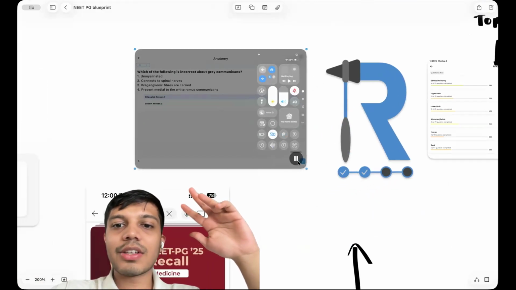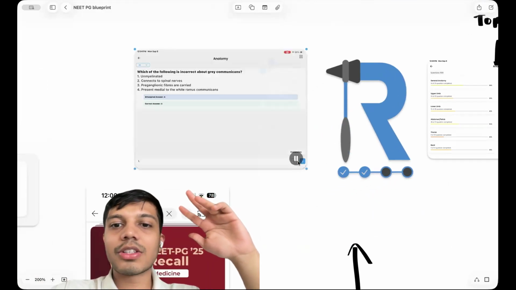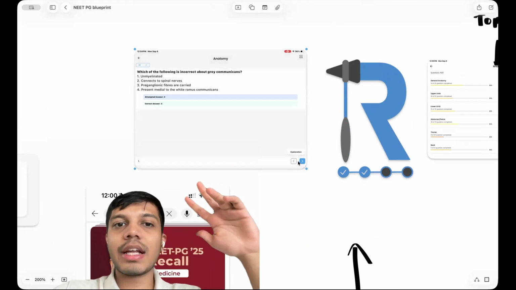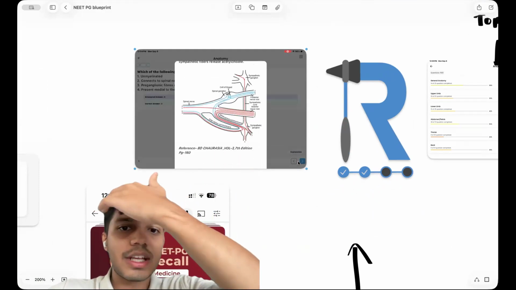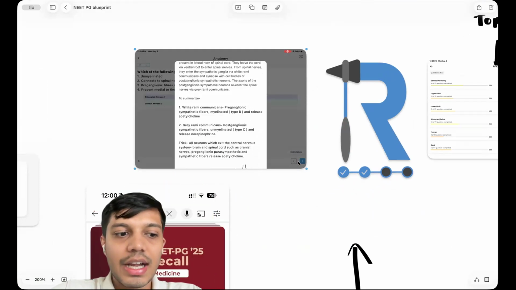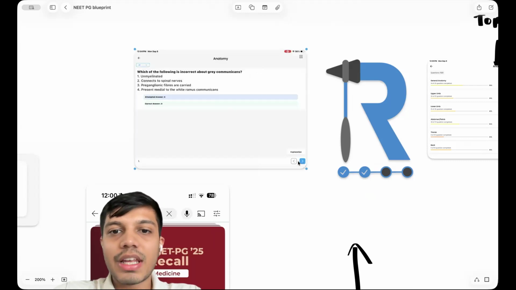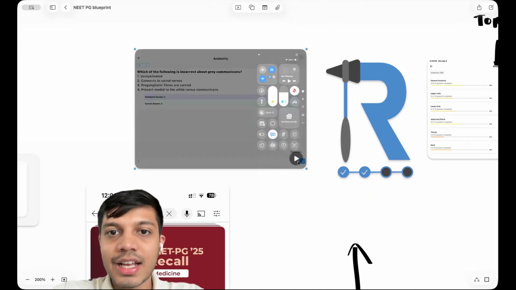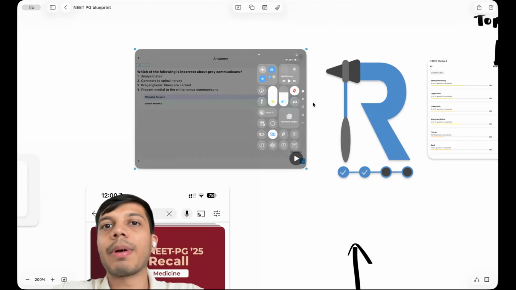And Reflex also has good explanations. They are very crisp, concise. He's not just dumped everything into one place. He has the right diagrams. And I personally believe that Reflex is the most accurate PYQ app.